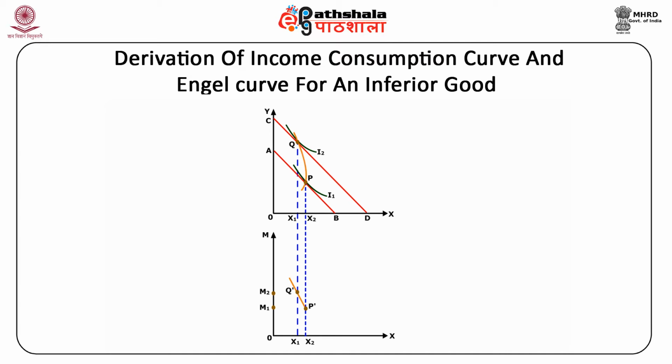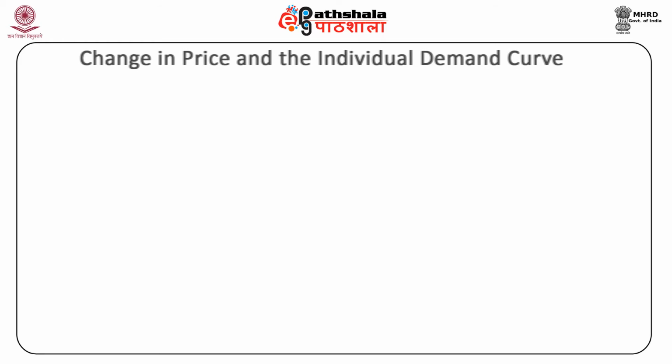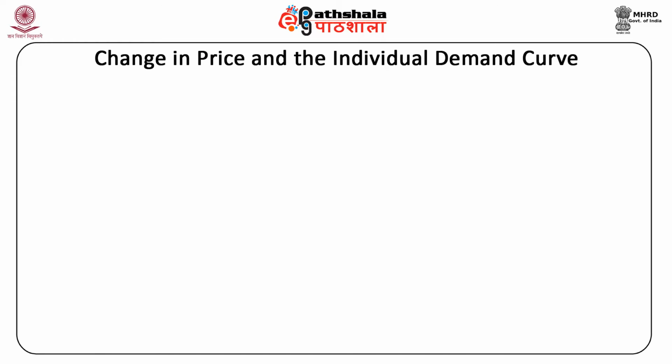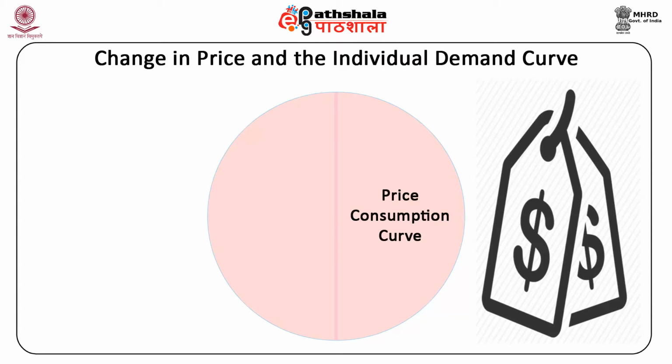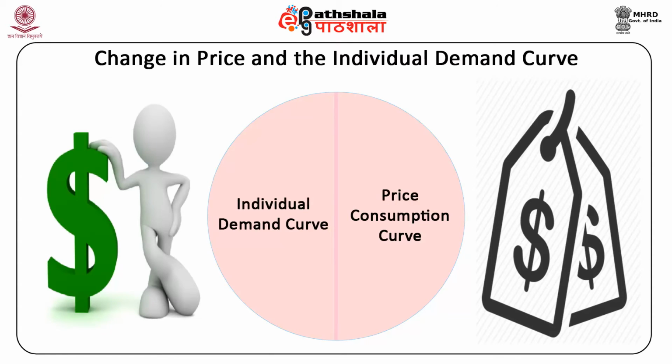The corresponding Engel curve is derived in the lower panel of the figure. We obtain a negatively sloped Engel curve since an increase in income leads to a decline in quantity purchased of the inferior good X. Having discussed the effect of change in income on the consumer, let us now understand the effects of change in prices of the good and derive the price consumption curve, followed by the individual demand curve.